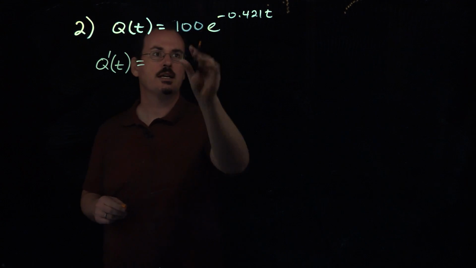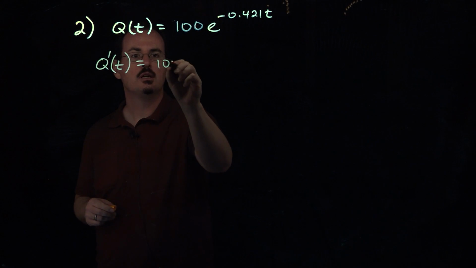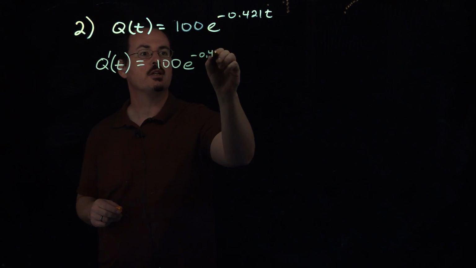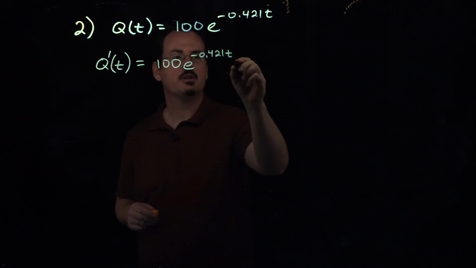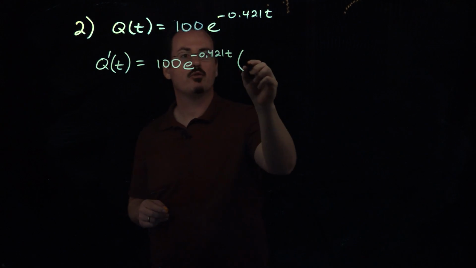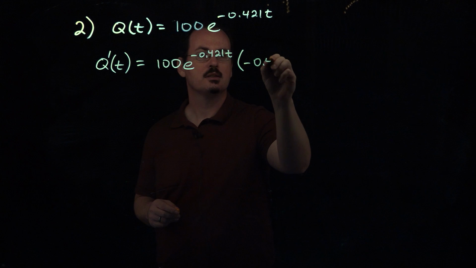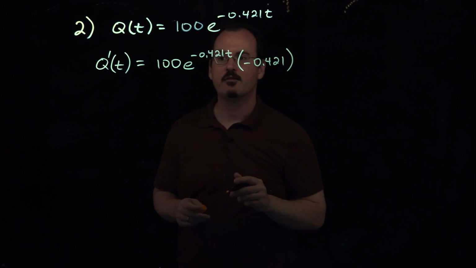So for the derivative here, again, this is an exponential function, so first thing we'll do is just copy it to find the derivative anyway. And then we look up here in the exponent, we take the derivative of what's up there. That's just the constant times t. Its derivative then is just the constant. So we're going to get that for our derivative.